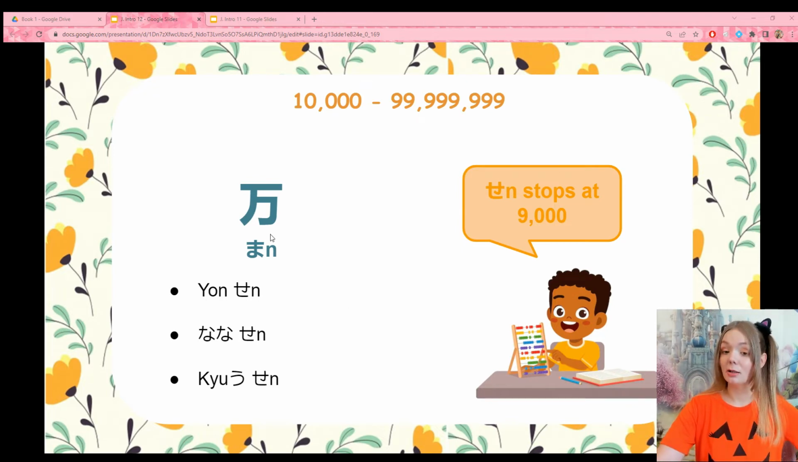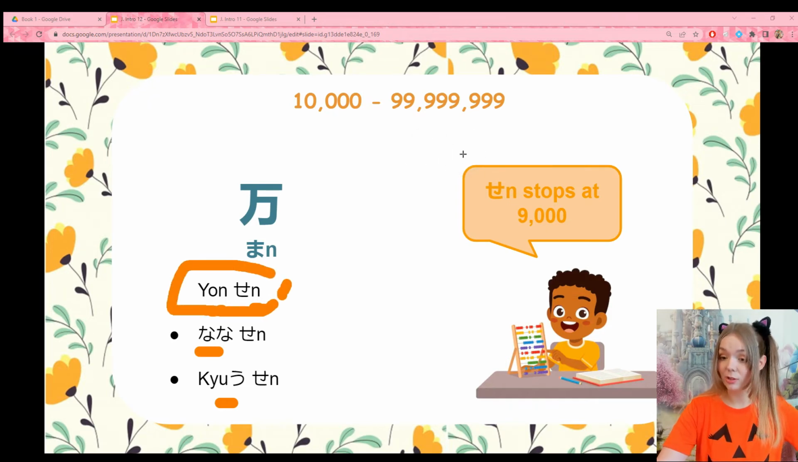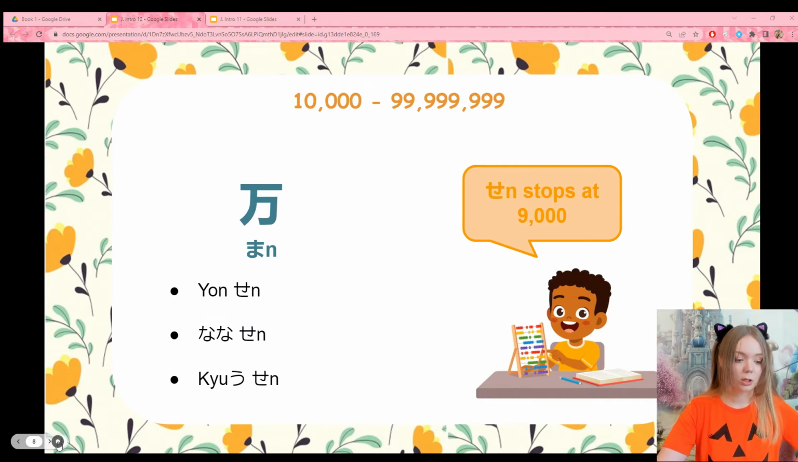It is man. Man also has a few special words, but it is only with the 3 that have 2 different variations, right? The 4, the 7, and the 9, the ones that have 2 different versions. And once again, it's always yon, nana, and kyu, not shi, shichi, and ku. Now, man means 10,000. So yon man is 40,000. And nana man is 70,000. Right? Kyu man. Oh no. I just now realized I didn't change the spelling here. Hang on.